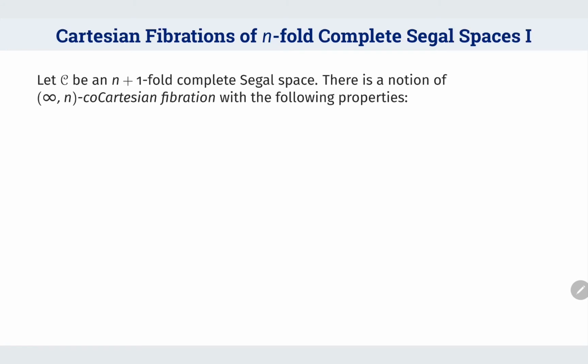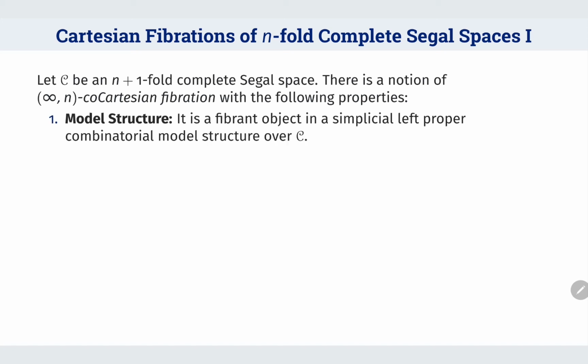So let me get to the main result of this talk. For the remainder, let C be a fixed n+1 fold complete Segal space. There's a notion of infinity n coCartesian fibration, which has the following properties. First of all, it comes with a model structure, meaning I can define a model structure on n+1 fold simplicial spaces over C, and the fibrant objects are precisely the infinity n coCartesian fibrations. And that model structure is always left proper, combinatorial and simplicial, and in certain appropriate circumstances, it is also enriched over infinity n categories.